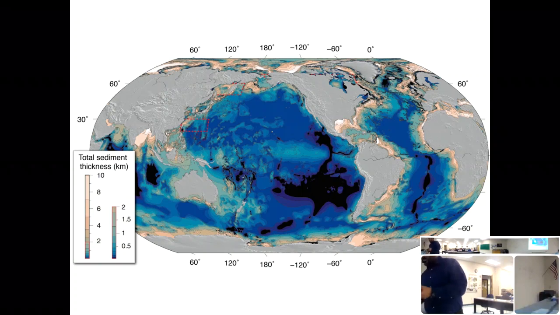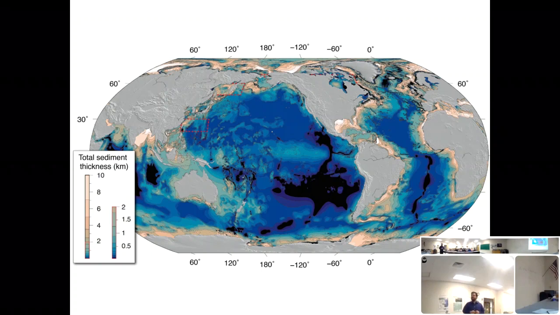Okay, so here's another map. It's a pretty important map. This is showing you the thickness of various sediments over the oceans. So where is the sediment thickest, generally speaking? Neritic or pelagic environments? Neritic, right?